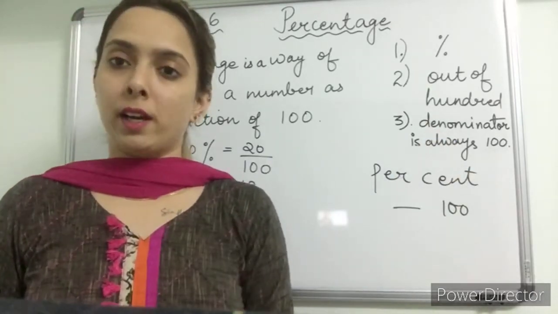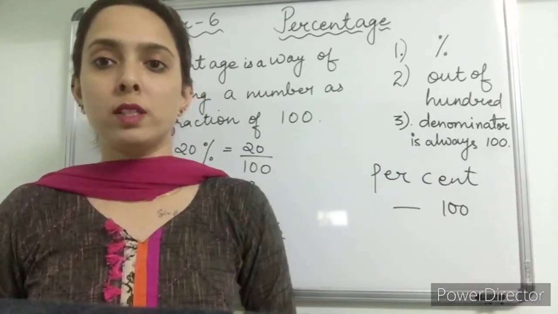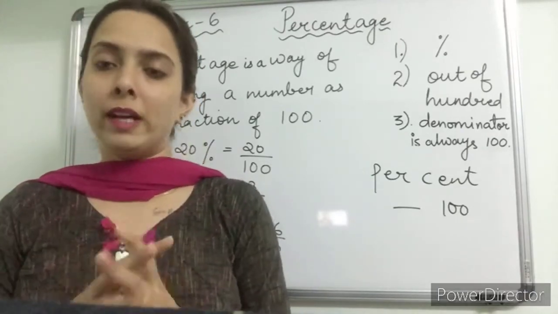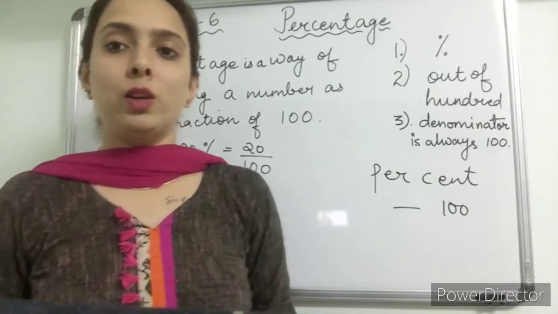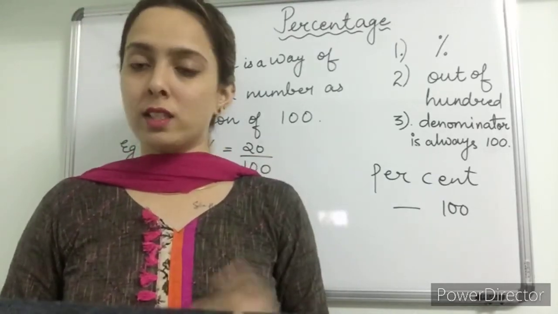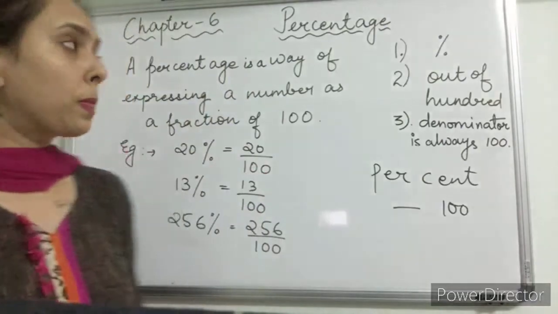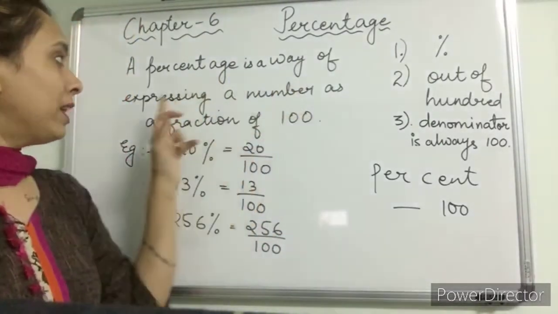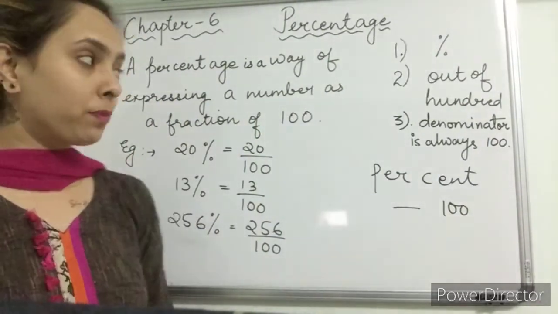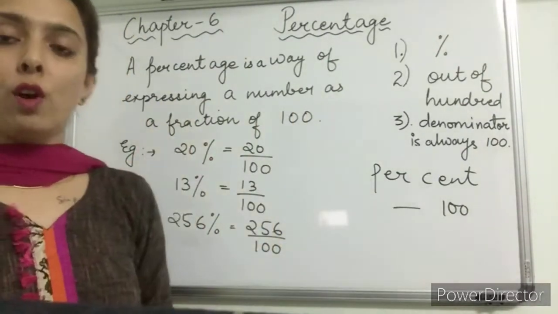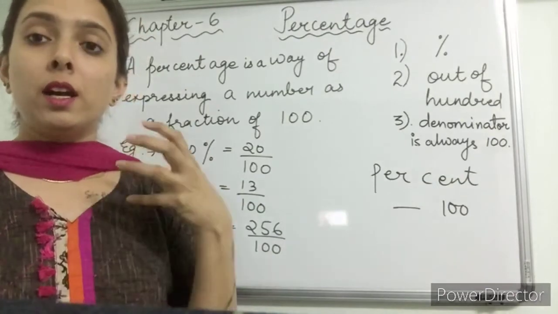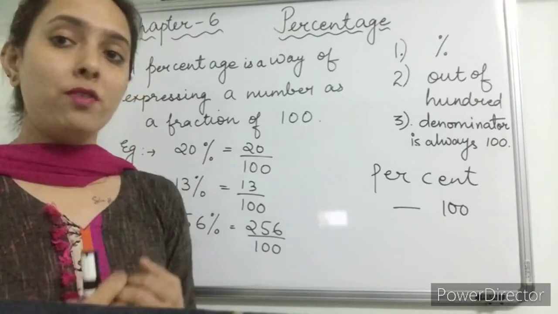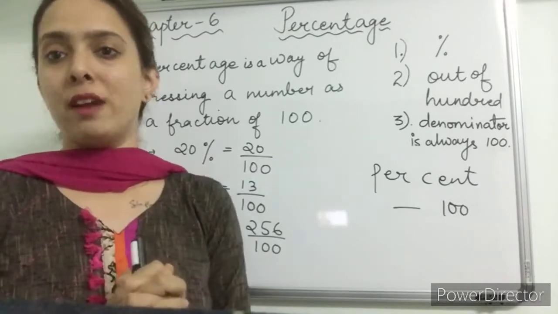Denominator is always 100. Whenever you are asked to find the percentage somewhere, you will have to use 100 while calculating percentage. So let's discuss the definition of percentage also. A percentage is a way of expressing a number as a fraction of 100. Means if we want to express percentage as a number, it is always represented as a fraction of 100.